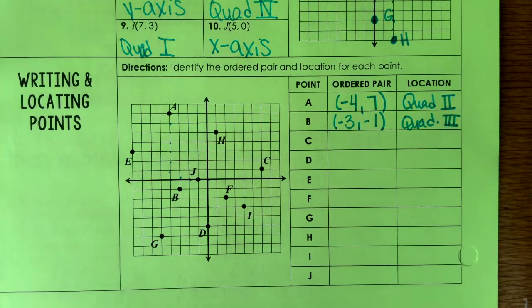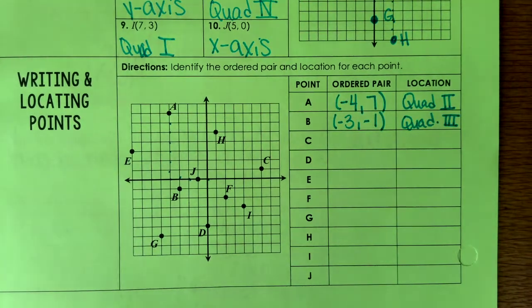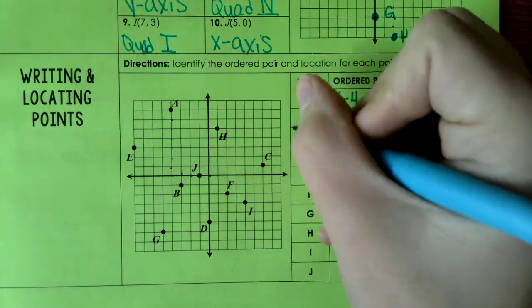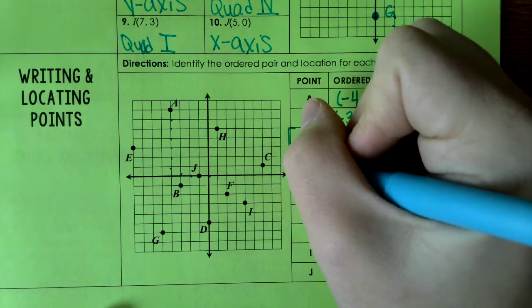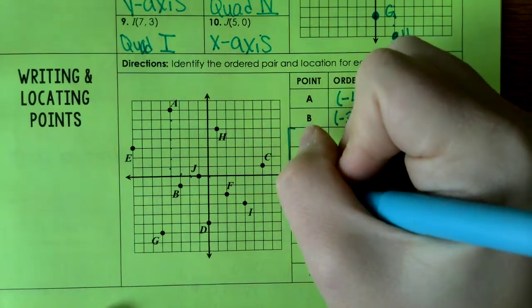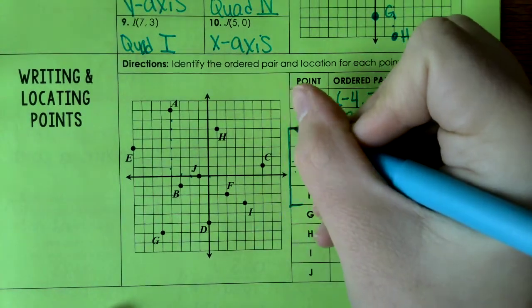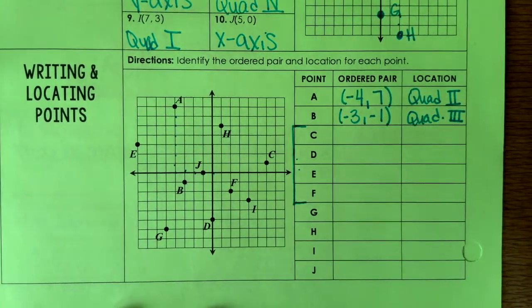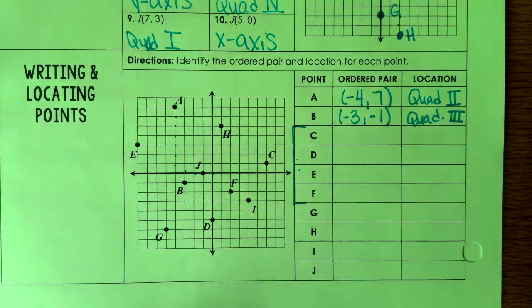Okay. Well, what I want you guys to do now is I want you to pause the video, and I want you to do these 4, so C, D, E, and F, on your own right now. I want you to try to do those 4 on your own. Okay? So pause the video and try those 4 and see what happens.